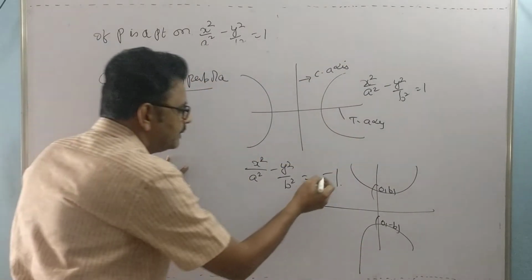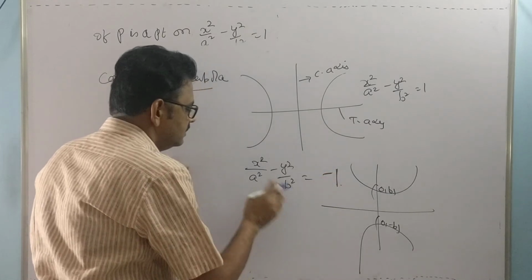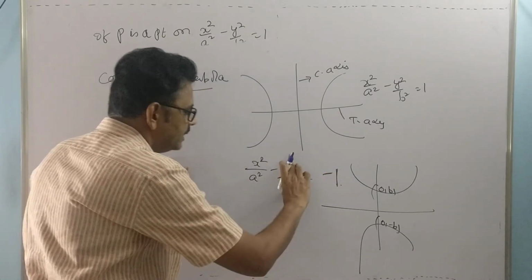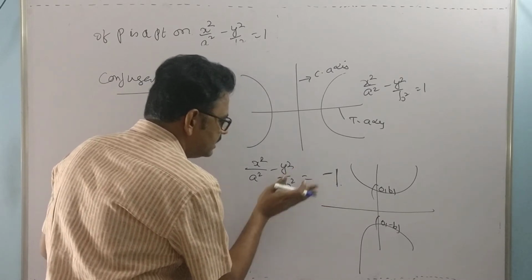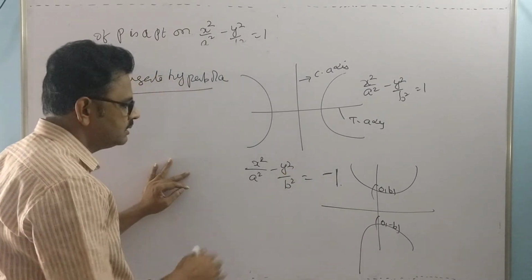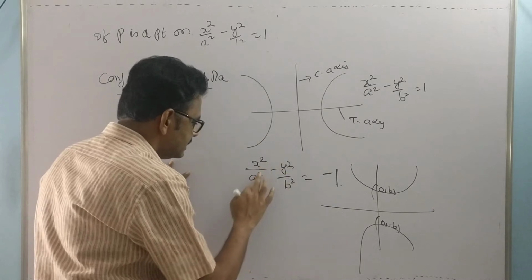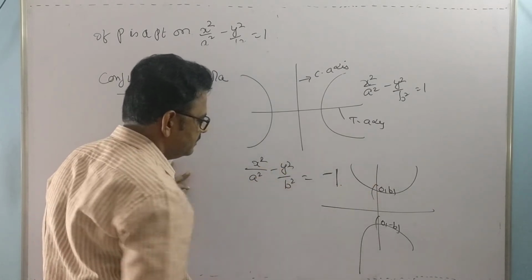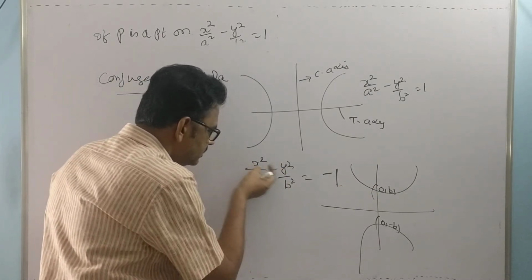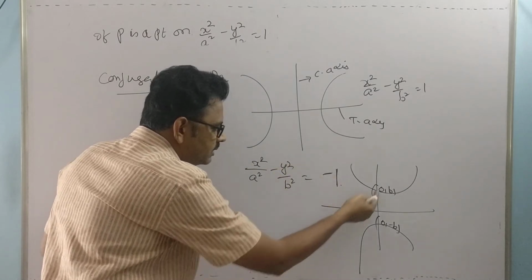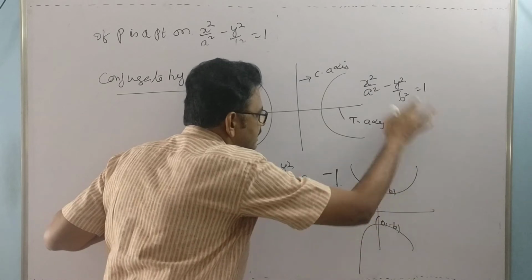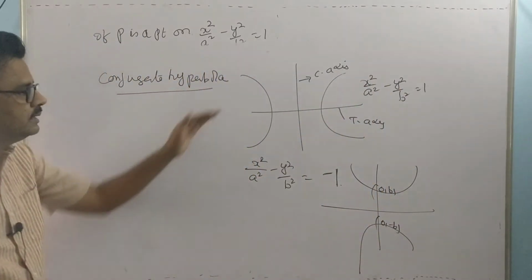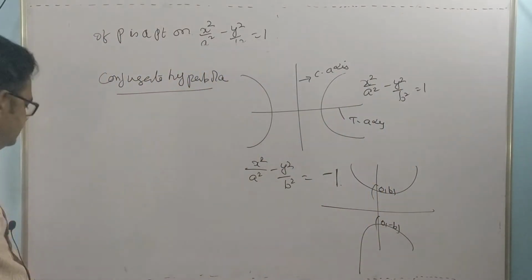If it is minus 1, x square by a square minus y square by b square equal to minus 1, this hyperbola does not cut x-axis. Why? Because if you put y equal to 0, x square equal to minus a square, not possible. If you put x equal to 0, y square equal to b square, y equal to plus or minus b. So this is the conjugate hyperbola of this hyperbola and it is the conjugate of this hyperbola.